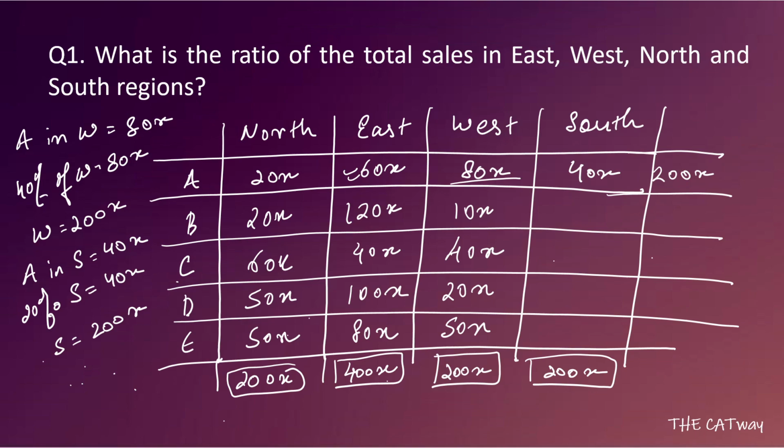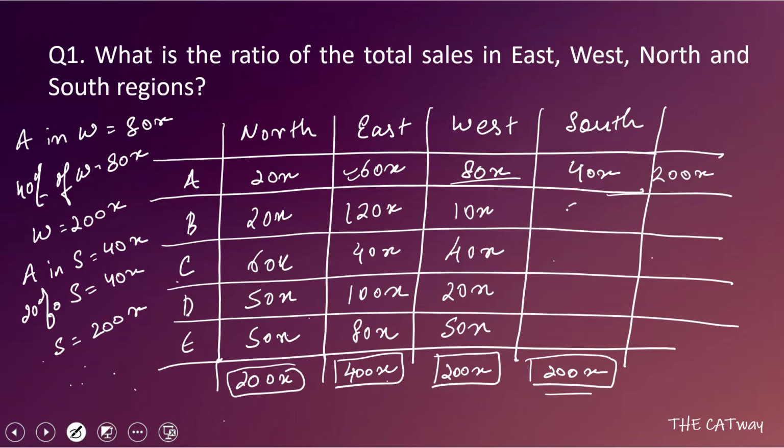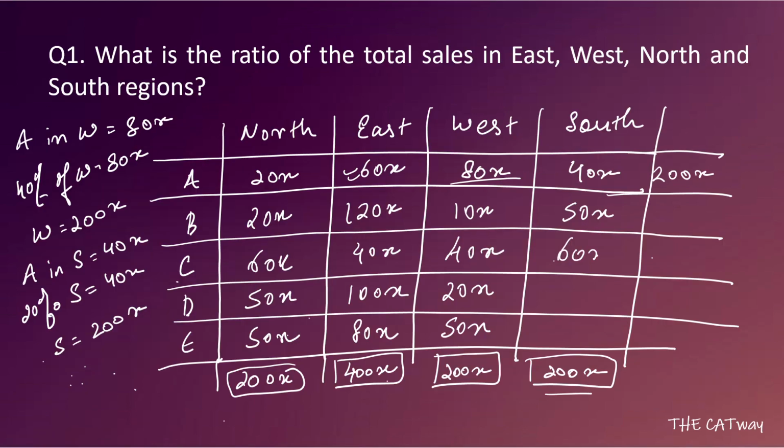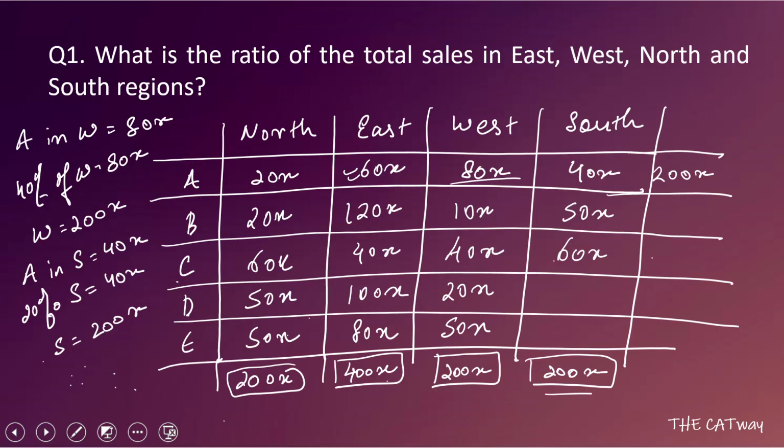Okay, coming to south, what do we have? The total sale in south is 200x. Out of that, B is 25%. Okay, so 25% would be 50x. Okay, C is 30%, that is 60x. Then how much are D and E? D and E are 15 and 10%. Okay, so 15% would be 30x and 10% would be 20x. Okay, so now it is clear.